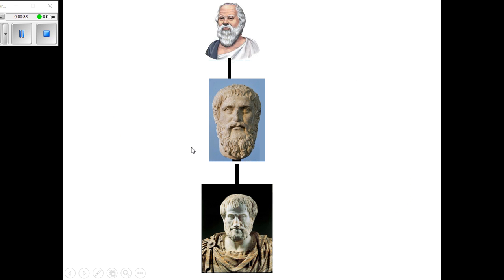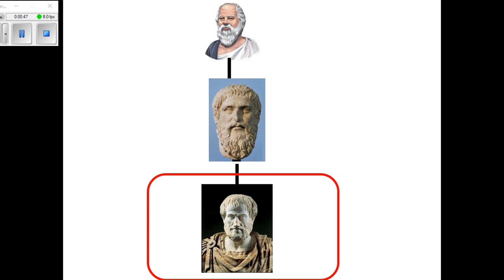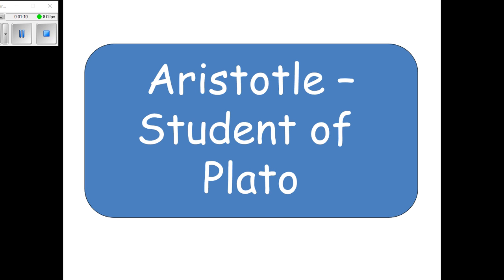Okay, so this is what we looked at last time. So we said that Socrates taught Plato and Plato taught Aristotle. So Aristotle is a student of Plato. So he was brought up in the academy in Greece, being tutored by Plato and being taught his ideas on reason, immortality of the soul, and the doctrine of the forms. So Aristotle was the student of Plato.